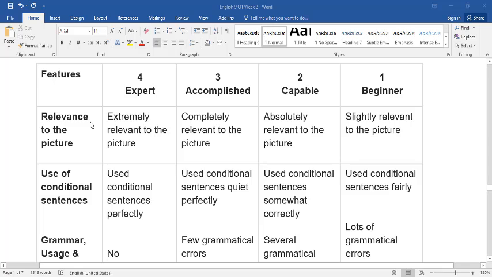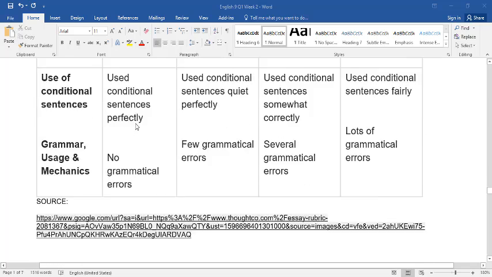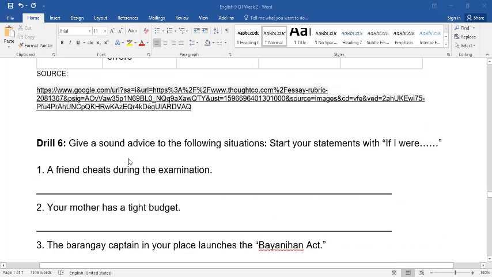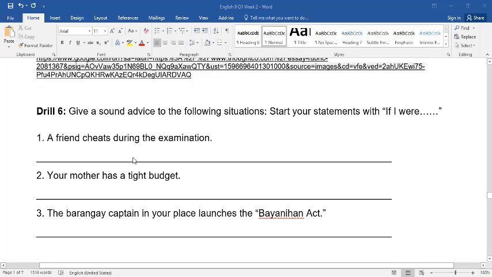Look at it. For example, relevance to the picture, that's the first criterion. So, if your sentence is relevant, meaning to say connected sa sentence, extremely relevant, totally that's the idea of the picture, I'll give you a score of 4. So that is how you will answer this part. On the use of conditional sentence, did you use conditional sentence grammatically correctly? Then no grammar errors.